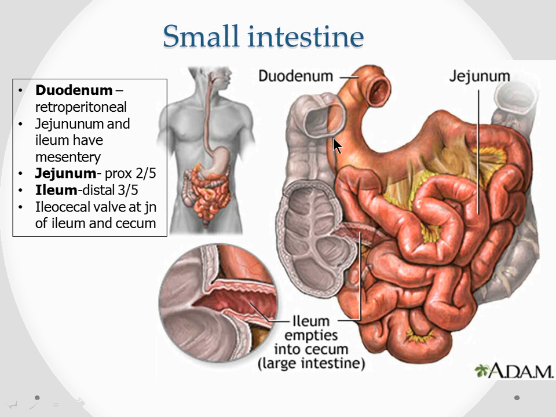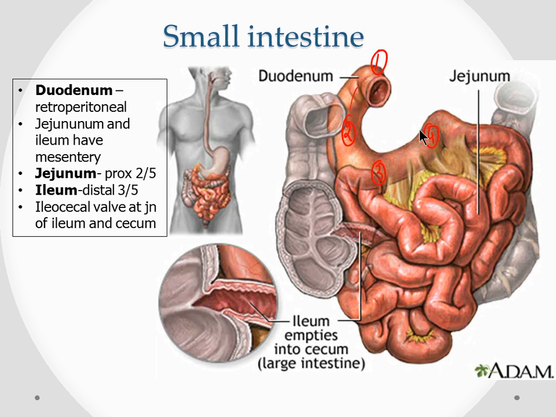Let's look at the small intestine. It's made up of 3 parts. A C-shaped duodenum, which itself is made up of 4 parts. There's the first part of the duodenum. This one here is the second part of the duodenum. Then we have a third part, and then this part here is the 4th part of the duodenum. So there are 4 parts to the duodenum.